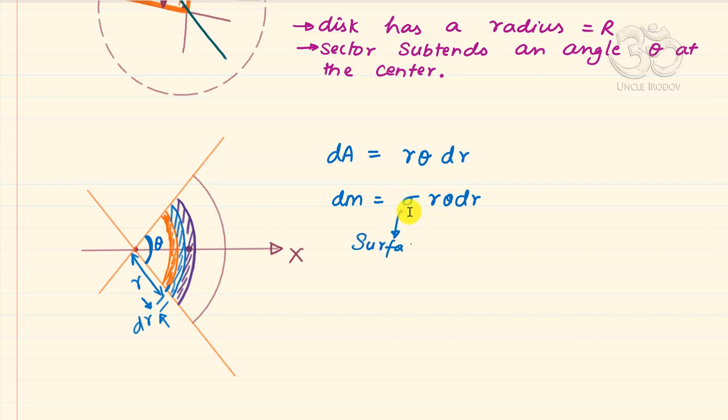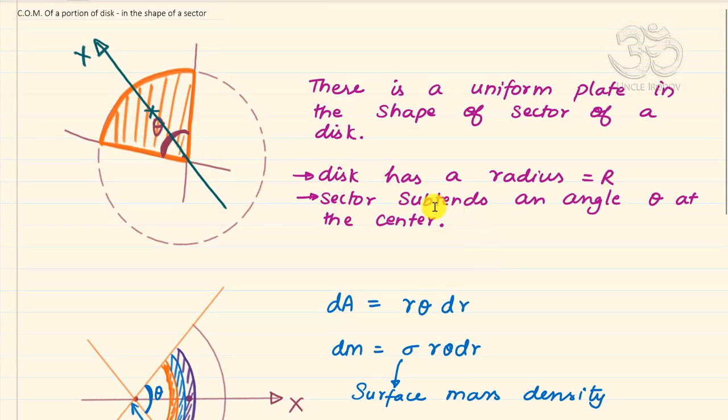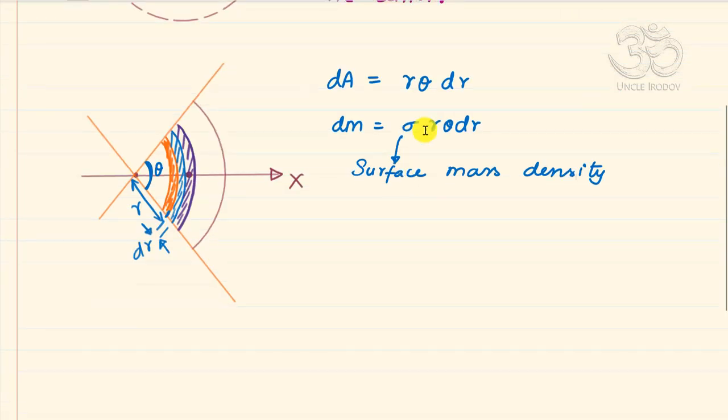I don't even have to know the value of sigma. I can just use it because it is given that it's a uniform plate. So whatever the value of sigma is, it will remain the same for all these rings, or all these parts of rings, which I have. So sigma is the surface mass density, and this dm term gives me the mass of one element, this blue element. Now where is the center of mass of this blue element?